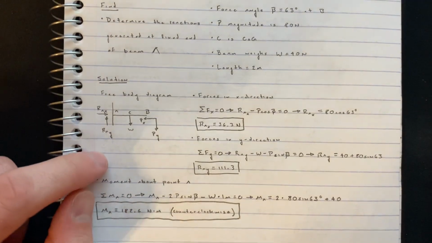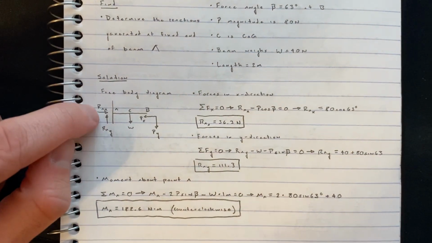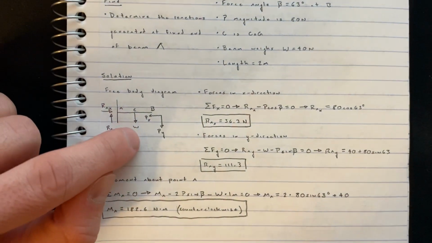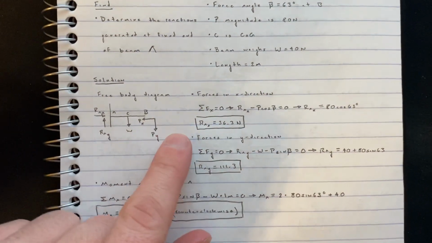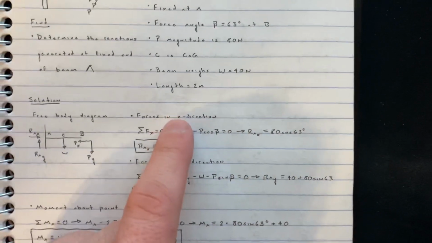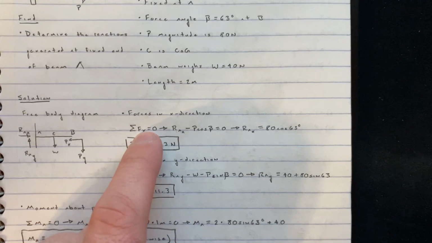So here's my free body diagram. I have the reaction force split into X and Y. I have A, B, and C labeled where the weight W applies, and then the initial force P split into X and Y.